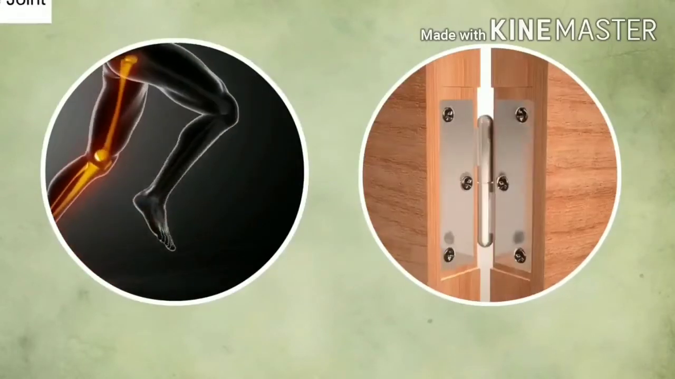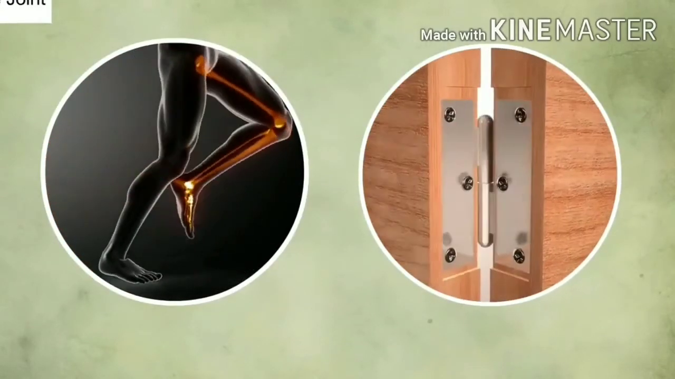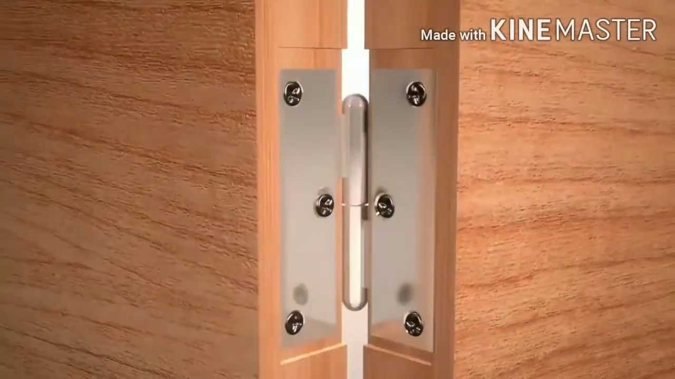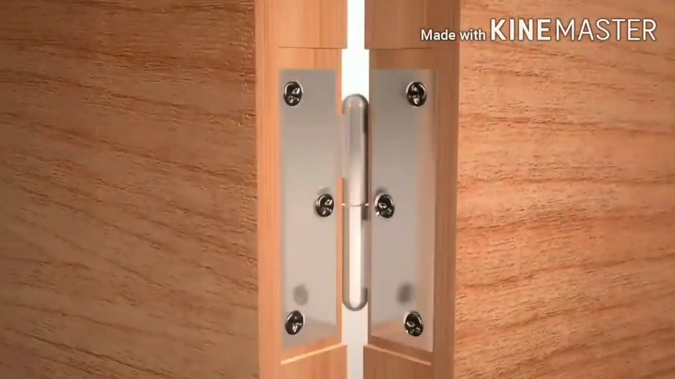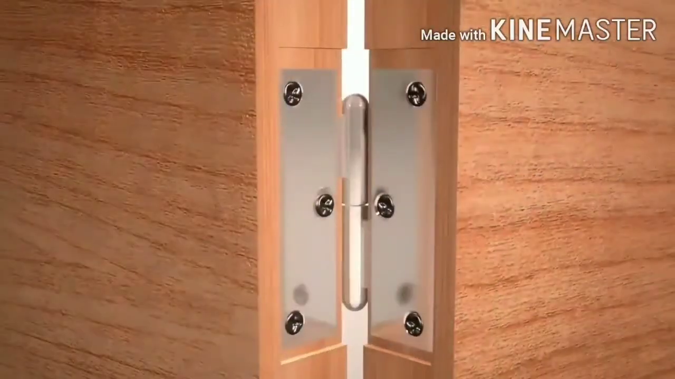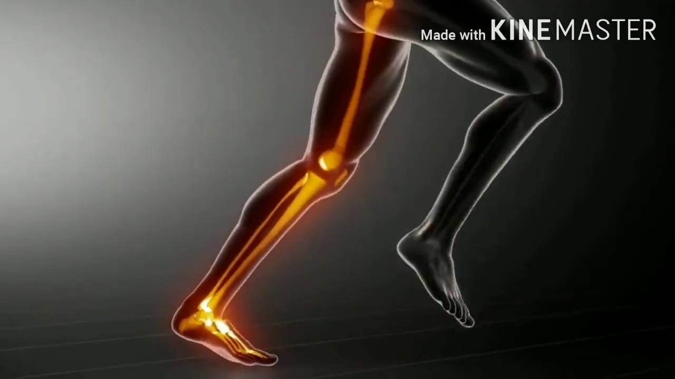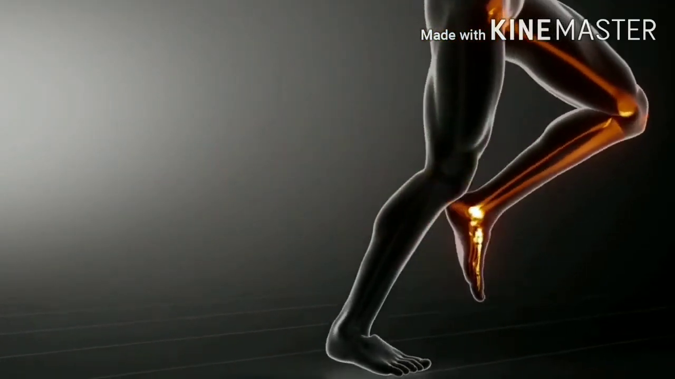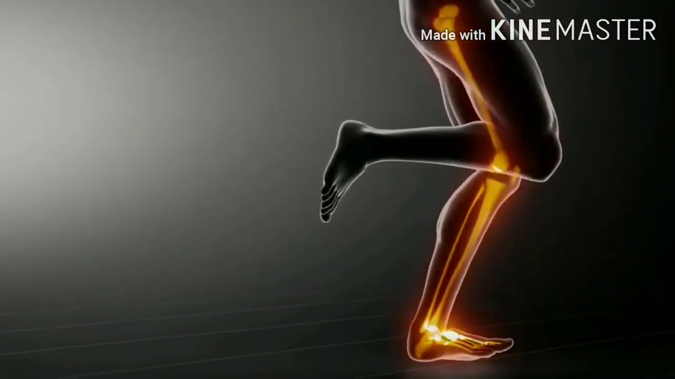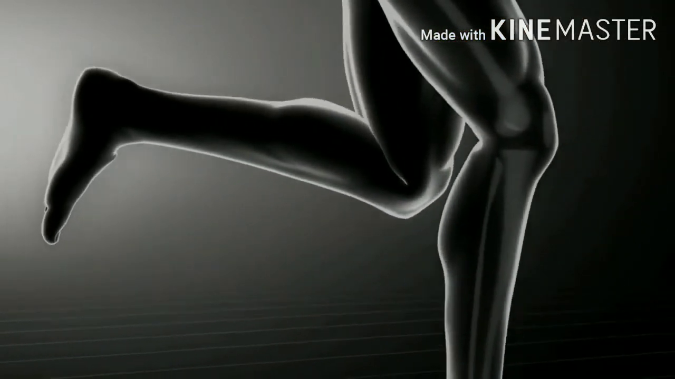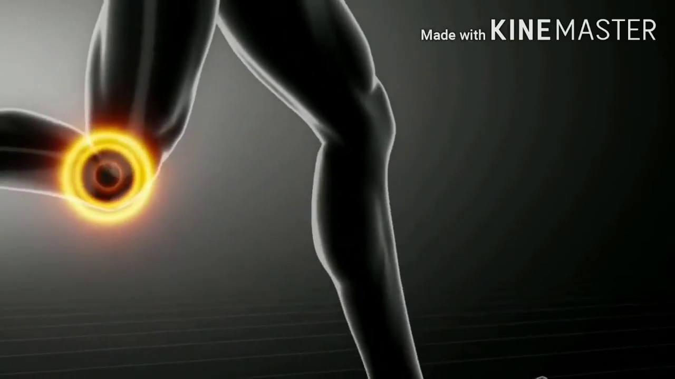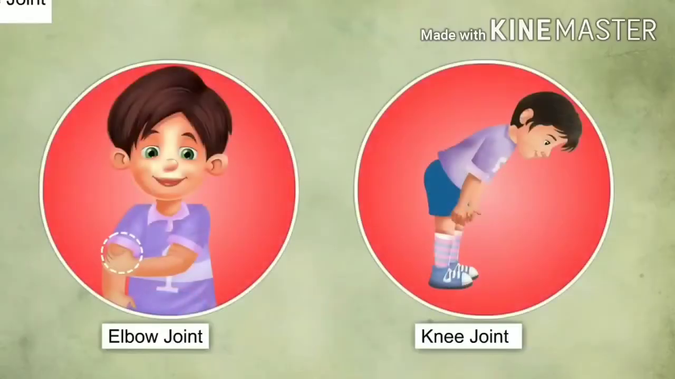A hinge joint is very similar to a door hinge. You can see that the door hinge allows the opening and closing of the door in two directions. Similarly, a hinge joint in the body also allows the movement in two directions, that is, forward and backward, or upward and downward. The elbow and knee joints are the two examples of the hinge joint.